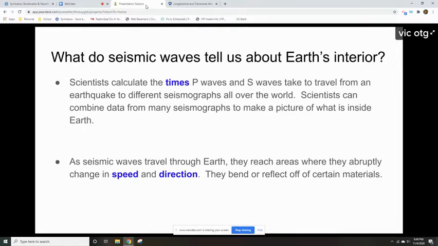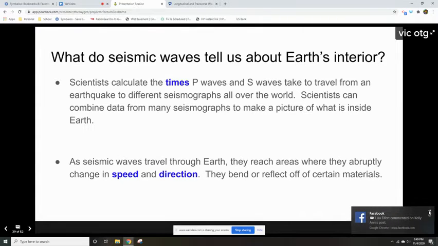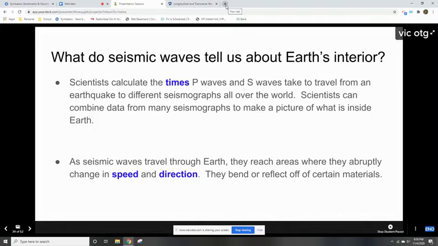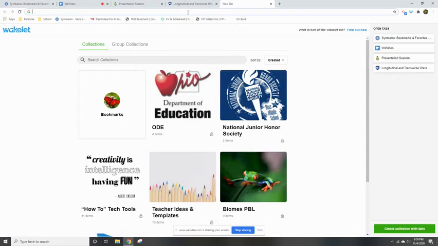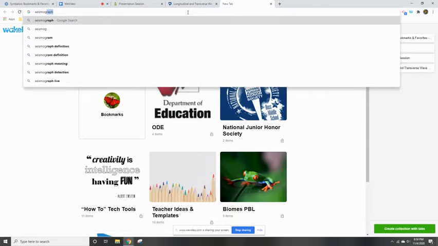What do P and S waves tell us about Earth's interior? What scientists do, they calculate the times the P and S waves take to travel from an earthquake to different seismographs all over the world. Seismographs are those machines that record earthquake movement. You've seen them before if you've ever watched any type of earthquake video. I can even show you one.